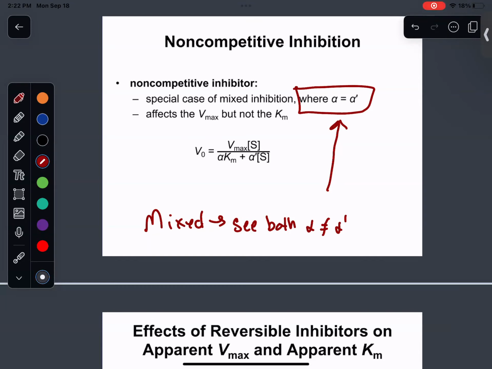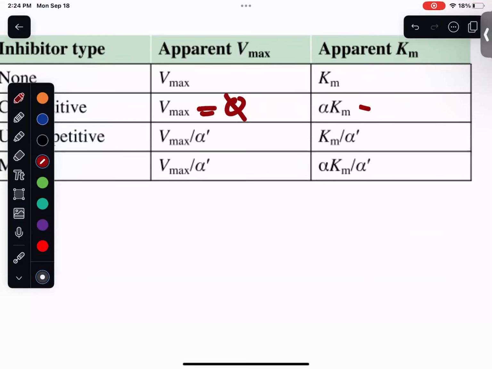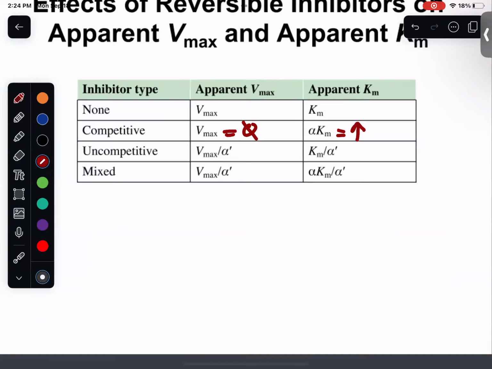All right. Here's the effects of the reversible inhibitors on apparent Vmax and apparent Km. I don't like the way this is worded. I don't like the way this looks. I'd rather you guys did something like this. For competitive, we'll just keep it simple. I'd rather you write: Vmax does not change. Km, apparent Km increases. Do yourselves a favor, fill out this chart according to what we just talked about.